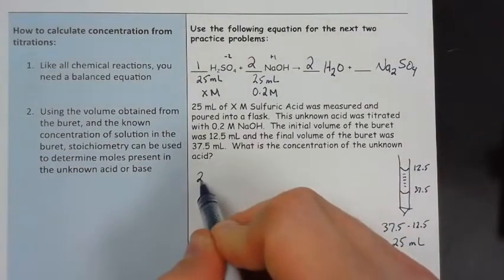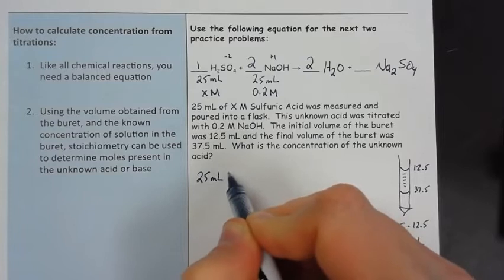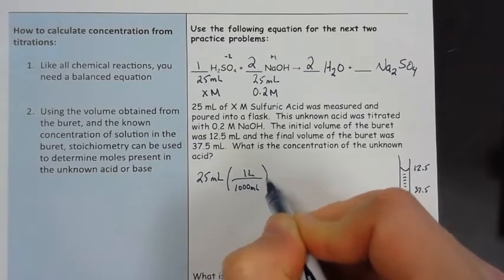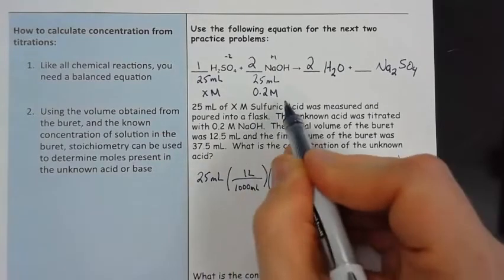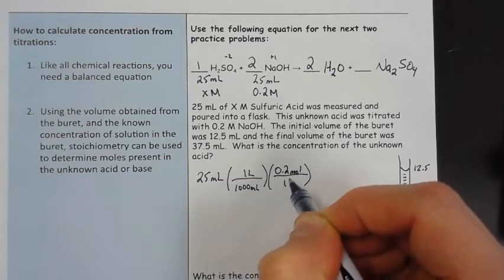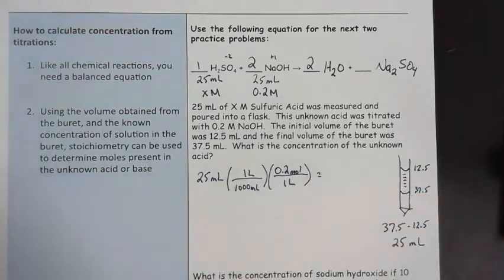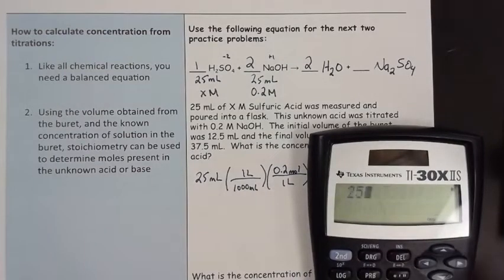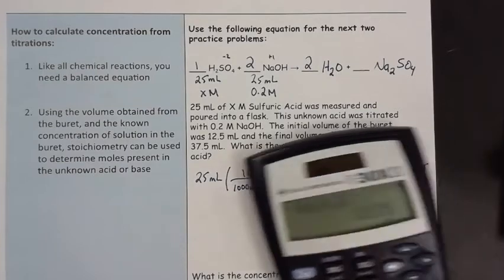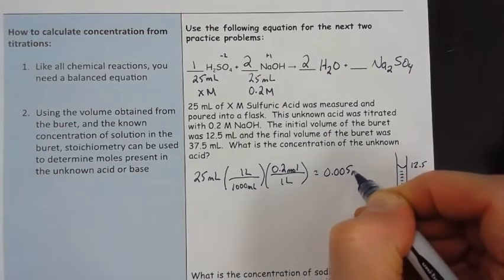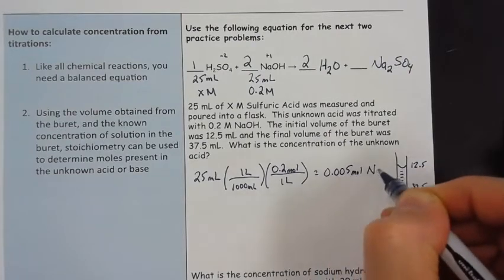So we're going to start by converting 25 milliliters into liters. And that concentration of 0.2 is saying that there's 0.2 moles for every 1 liter. Well, we can do 25 divided by 1,000 times 0.2, and we get 0.005 moles of our sodium hydroxide.